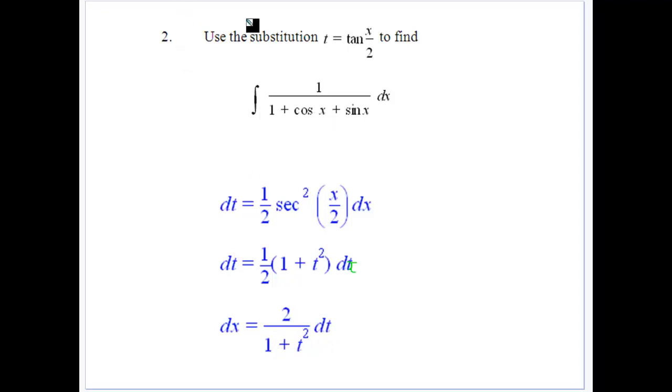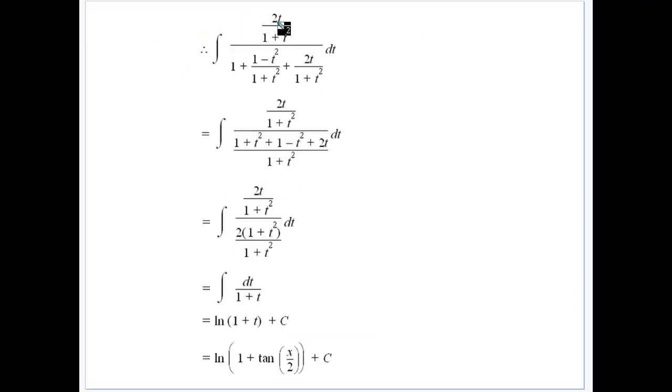We know what cos and sine of x can be written as, so we do our substitution for that. And so again, we start to clean it up. We have to get our common denominator again. We cancel our terms that we can, and we get 2 plus 2t. So that starts to clean up there.